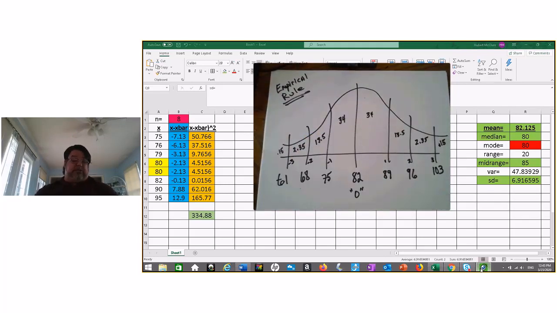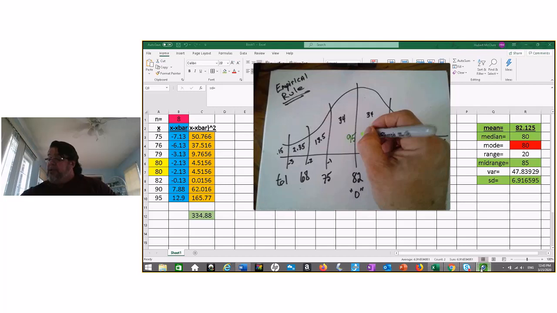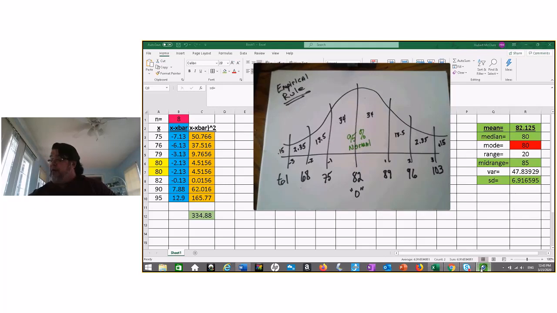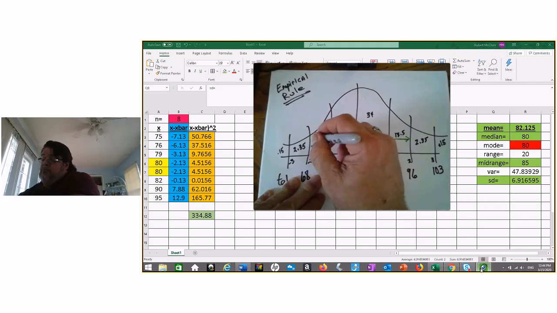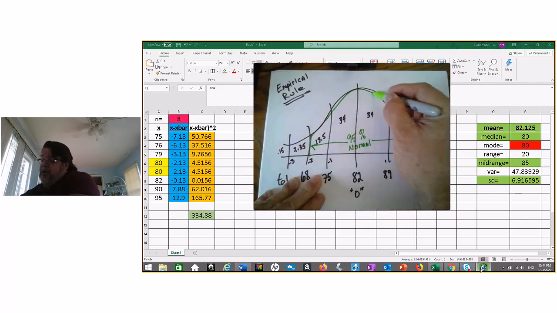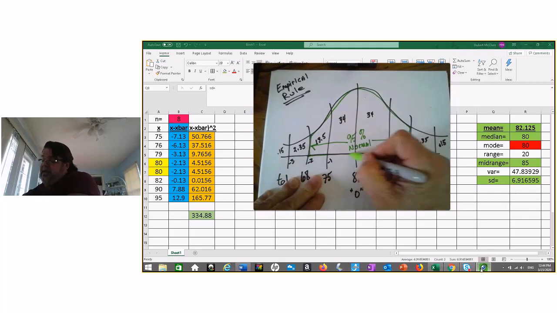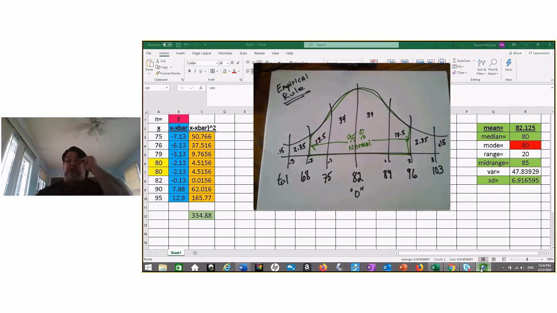And I'm going to highlight this next part. 95% of all populations is what we call normal. Normal falls between 2 standard deviations. So anytime you draw a bell curve with the mean and the standard deviation, 95% is going to fall between 2 standard deviations to the right and 2 standard deviations to the left. Outside the 2nd and 3rd standard deviation is what we call unusual.